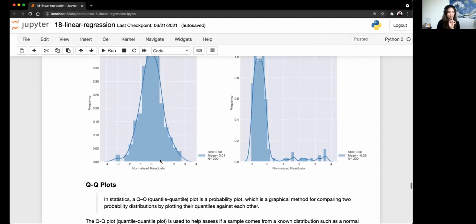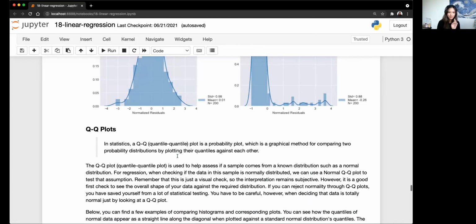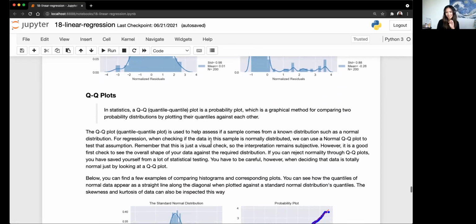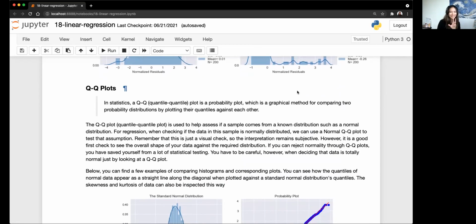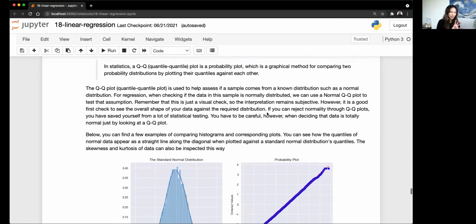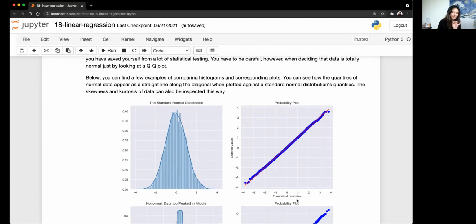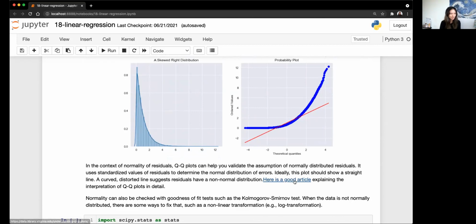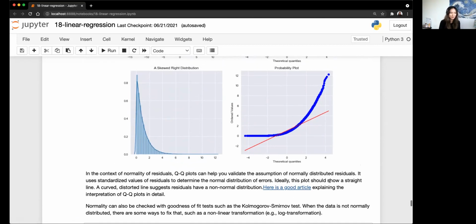One, through this residual histogram. Two, through a QQ plot. And the QQ plot is actually quite similar to what we were talking about before with the Kolmogorov-Smirnov test, where it compares the residuals to a normal distribution. There's a lot of ways that you can interpret a QQ plot. I've actually linked something here to explain different QQ plots and how you can interpret them.